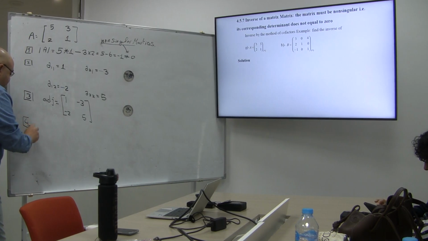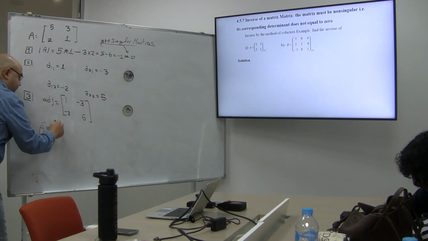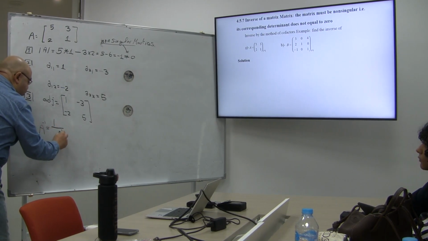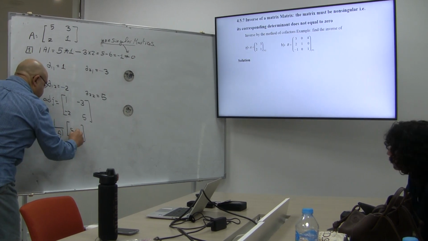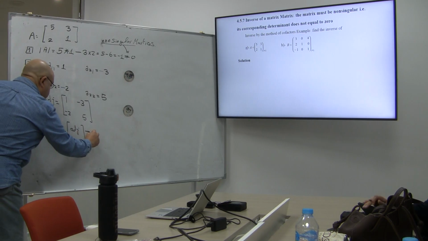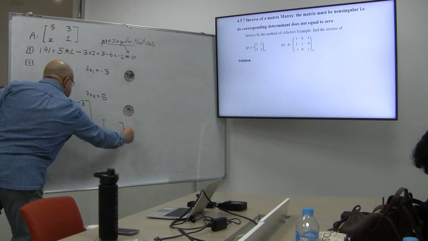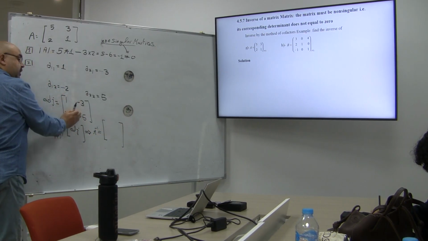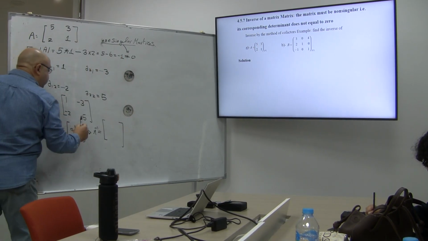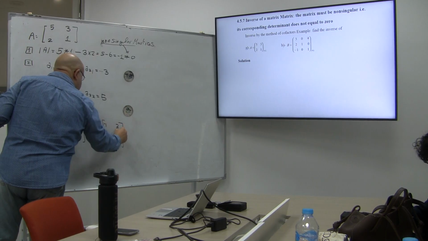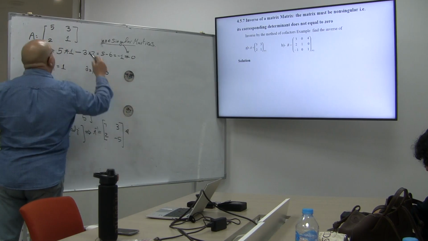Fourth step and the final, I will get A minus 1, which is simply 1 over the value of the determinant of A times the adjoint matrix, which will lead to A minus 1 will be, I will divide all those elements on the value of the determinant, which is -1. So it's going to come up to -1, 3, 2, and -5. That's the inverse of this matrix.